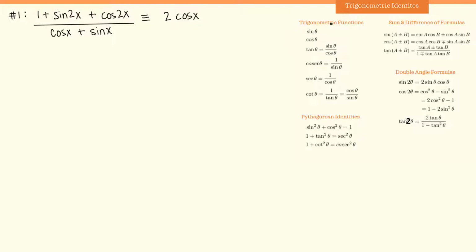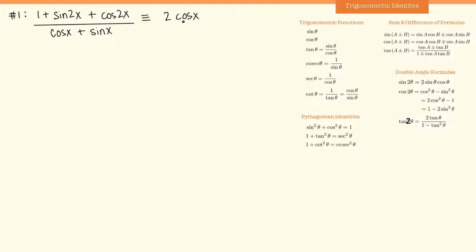And over here I have my trigonometric functions, my Pythagorean identities, the sum and difference formulas in trigonometry, and my double angle formulas. And we'll be using all of these to prove our identities. So in order to prove the left hand side into the right hand side, first I'll look at the angles.